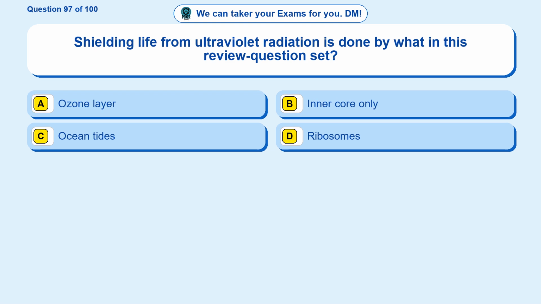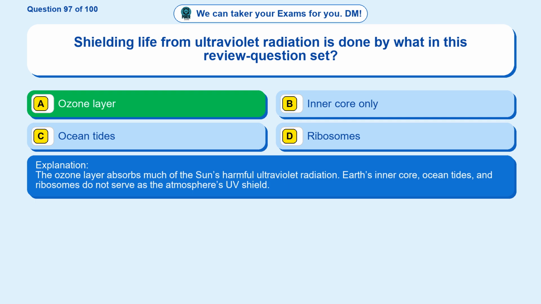Question 97. Shielding life from ultraviolet radiation is done by what in this review question set? Option A, ozone layer. Option B, inner core only. Option C, ocean tides. Option D, ribosomes. The correct answer is option A. Ozone layer. The ozone layer absorbs much of the sun's harmful ultraviolet radiation. Earth's inner core, ocean tides, and ribosomes do not serve as the atmosphere's UV shield.